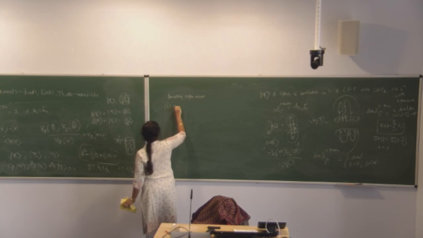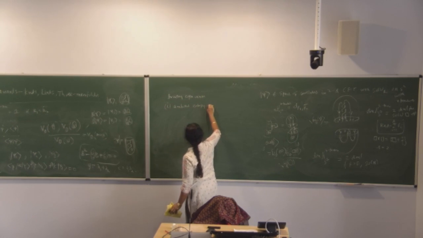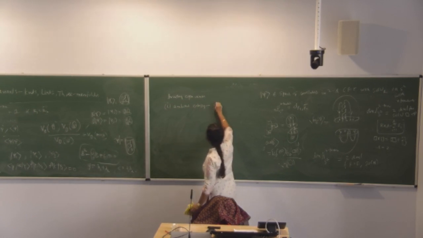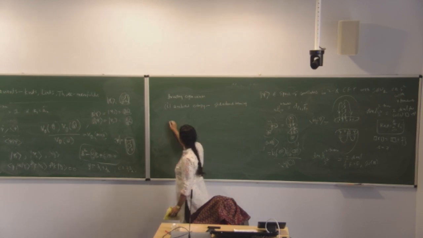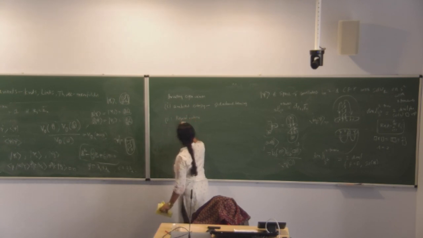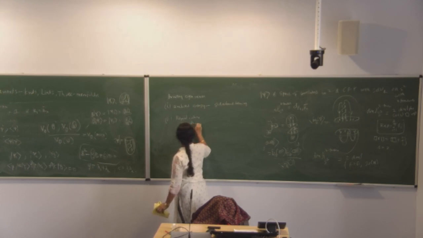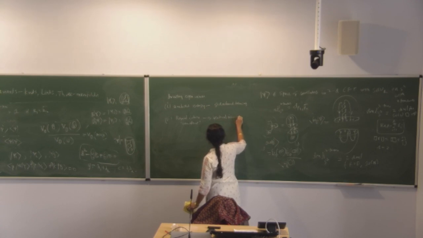One for ambient isotopy is this thing, we call it a standard framing. And second is regular isotopy, which we will call framed knot invariants. This we call vertical framing or blackboard framing. Okay.